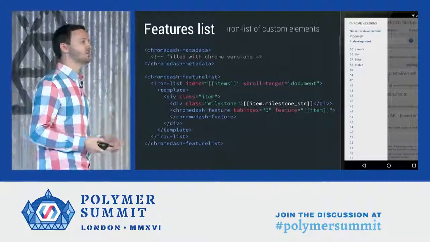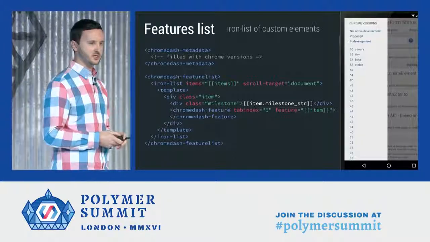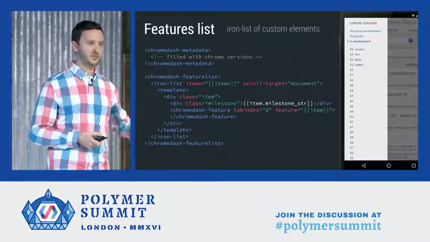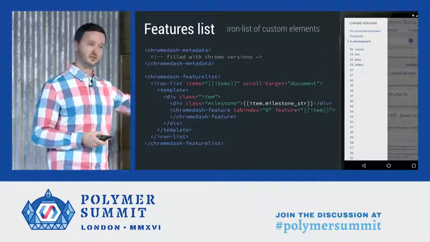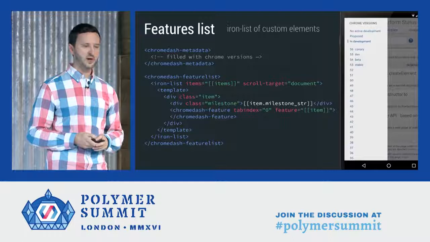We also hand-rolled a couple of our own elements for certain things, right? One-offs that we needed. Things like this list of Chrome versions, this Chrome metadata tag.